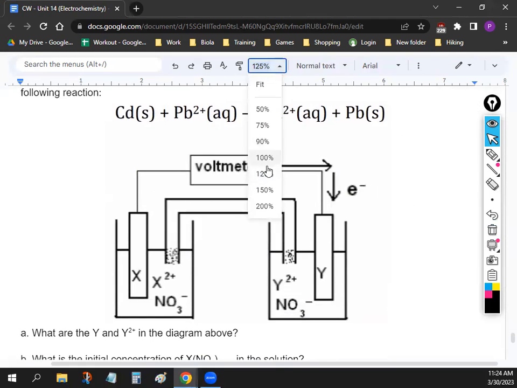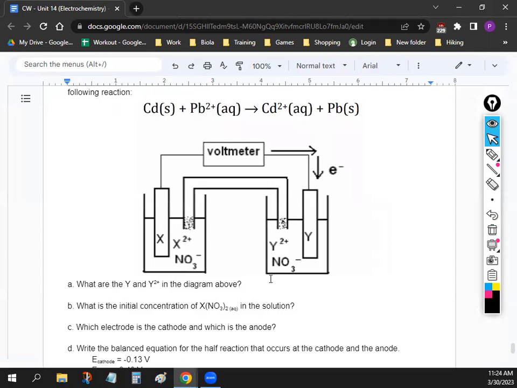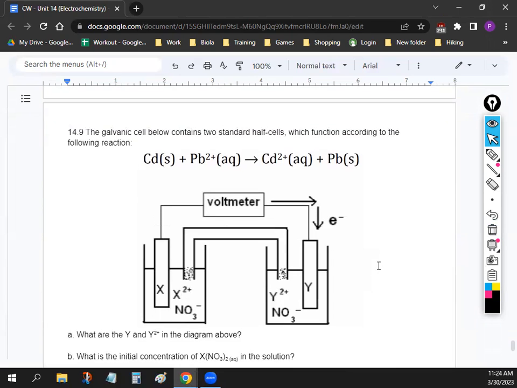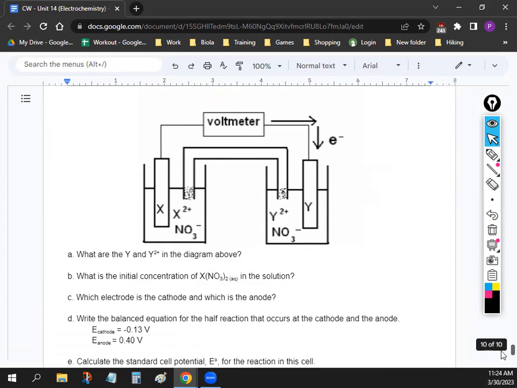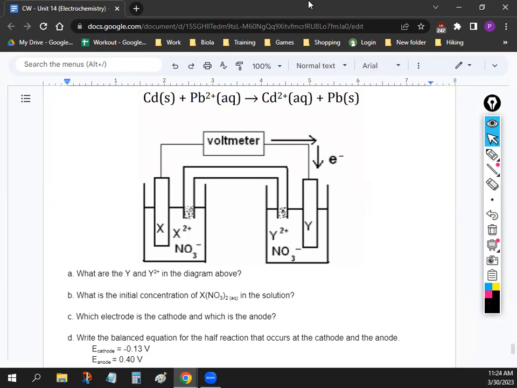All right, so hopefully you have this on your Chromebook so that you don't have to squint to see this. Okay, but we have a galvanic cell and we've got 2 standard half cells. And then this is the net ionic equation for this cell. Okay. All right, so what we're going to be doing first is going through this system and labeling some information that we've learned.